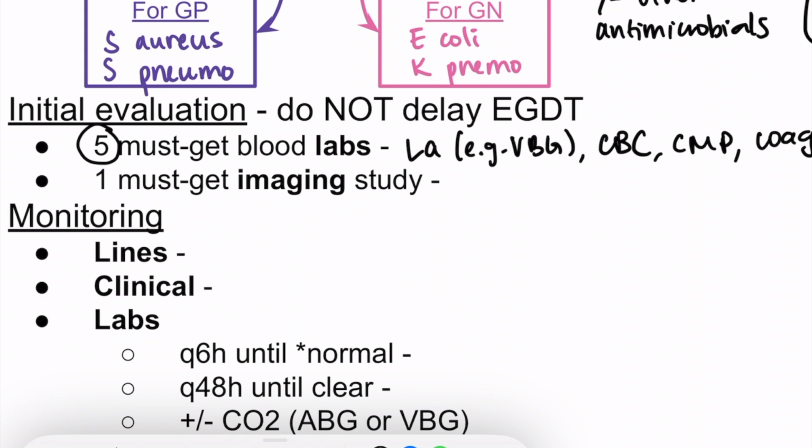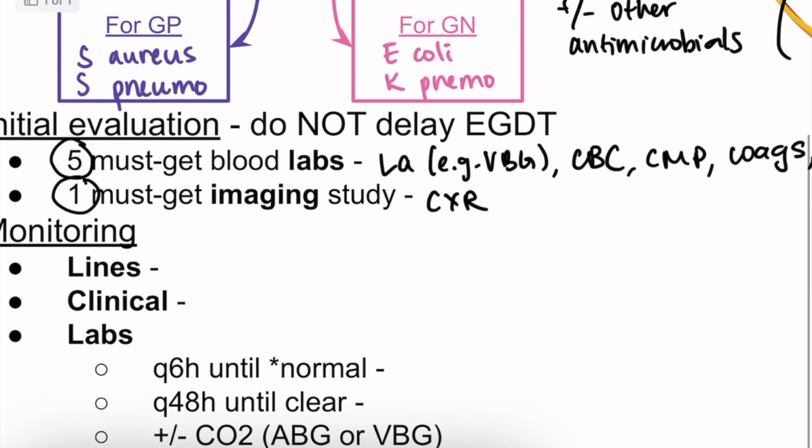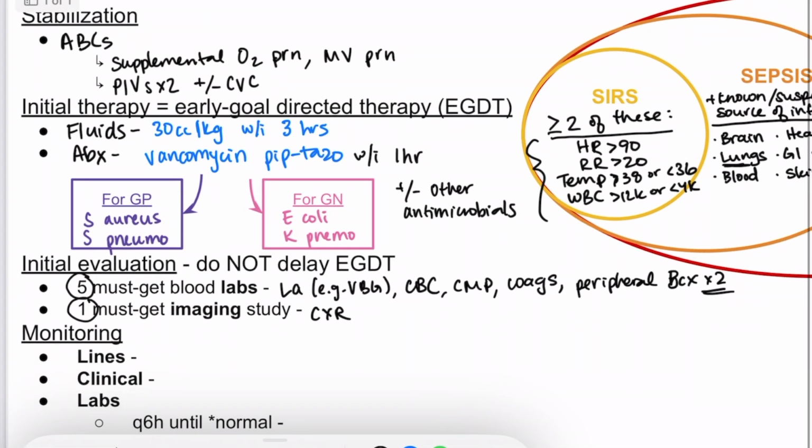There's also one must-get imaging study. That would be a chest x-ray. In this case, in the patient that we talked about, it's super important because we're suspicious for some type of lung infection. And so this chest x-ray could help rule in or rule out a pneumonia.